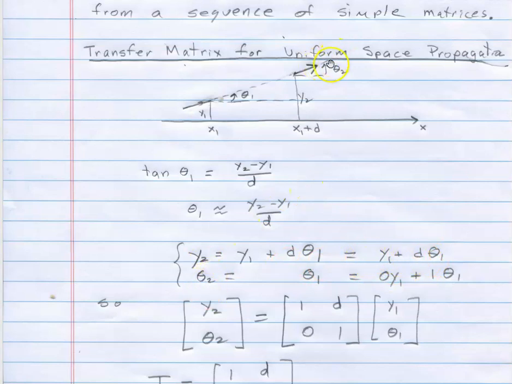Theta 2, as I said, has to be equal to theta 1. So really I have the simplest of transformations, the identity. But I'll write that in terms of 0 times y1 plus 1 times theta 1. And I can write this in matrix form. I get the outgoing ray characterized by y2, theta 2, this column matrix. And over here, the entry, y1, theta 1, and the matrix multipliers, well, you can just read that off. The matrix of coefficients is 1, d, 0, 1.